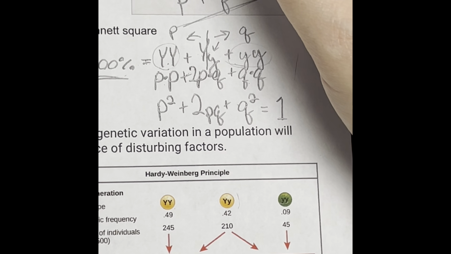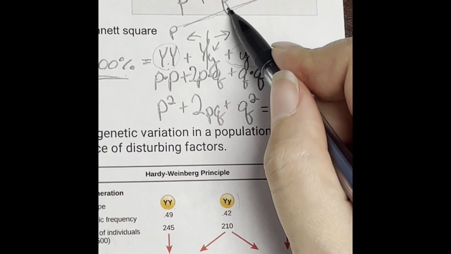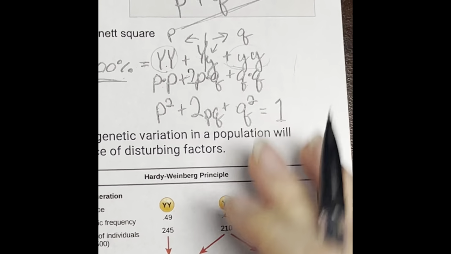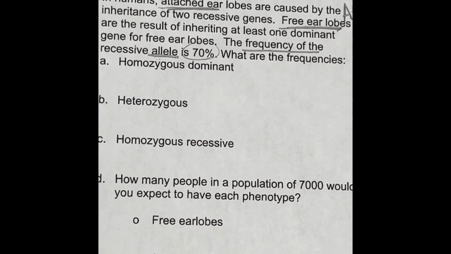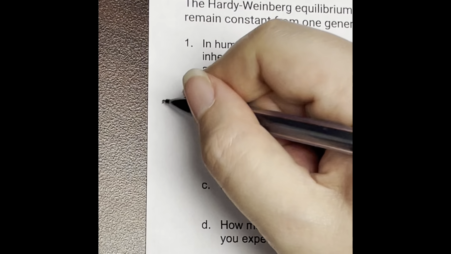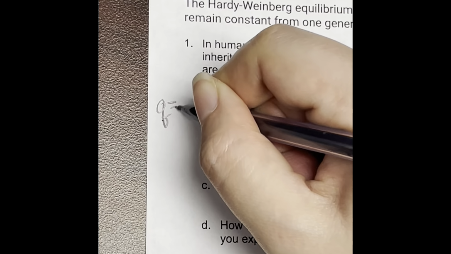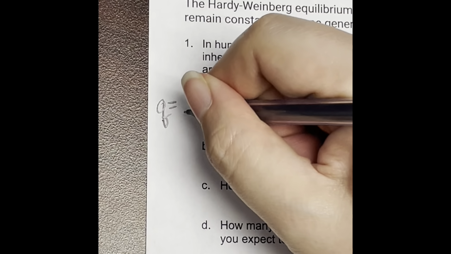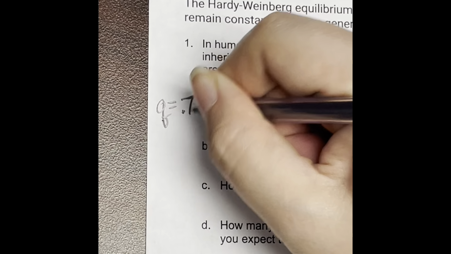So we're talking about P or Q. In this case, the recessive allele is Q. So over here, they have given us Q. I'm going to write it out to the side. Q is equal to 70%. If we write that as a proportion, it's 0.7.